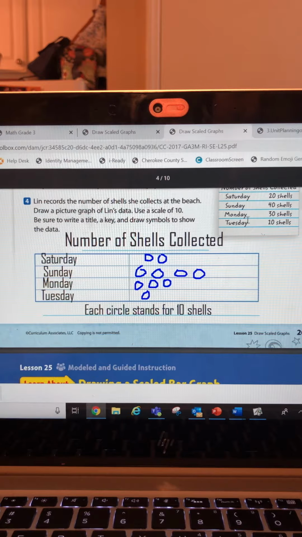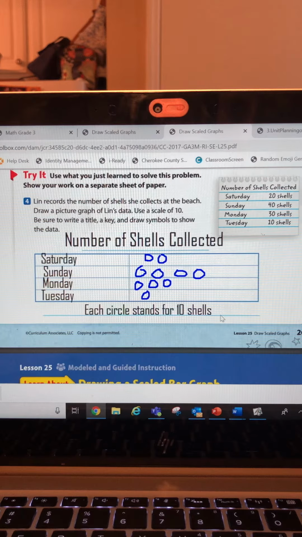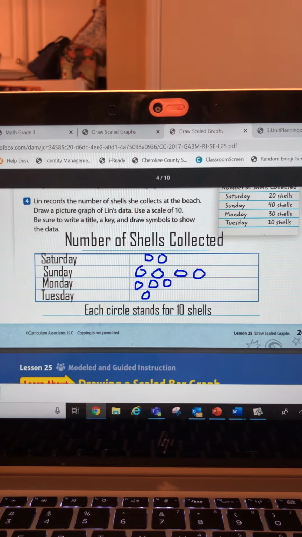She had a table of data that she used to create her pictograph. So hopefully, once you tried this problem on your own, your pictograph looks something like this. They did remind you in the question to write a title, a key, and draw the symbols to show the data. So title, key, all the symbols to show the data.